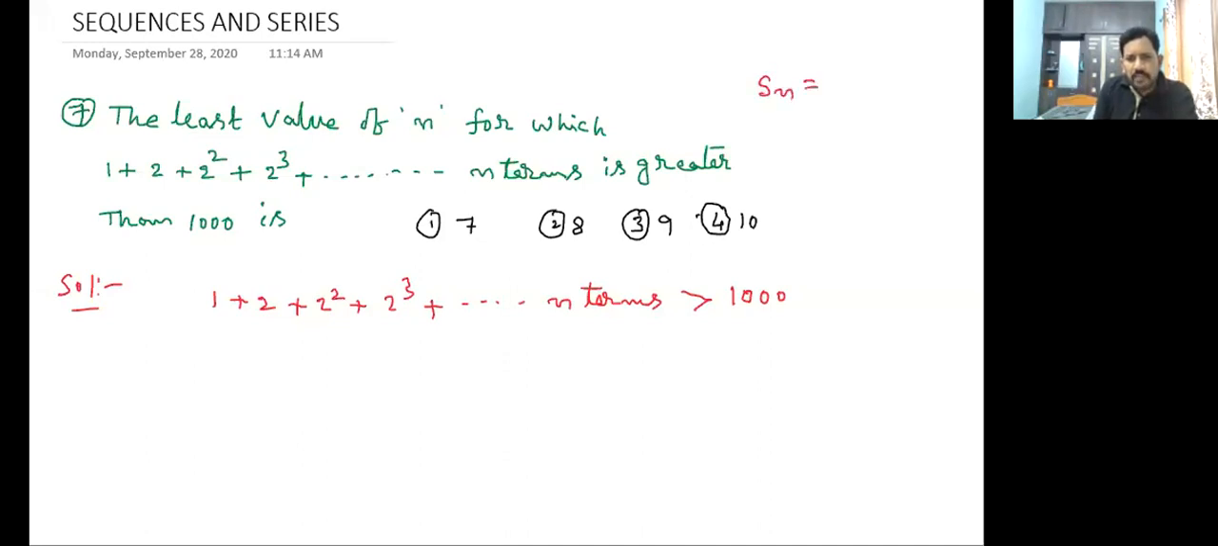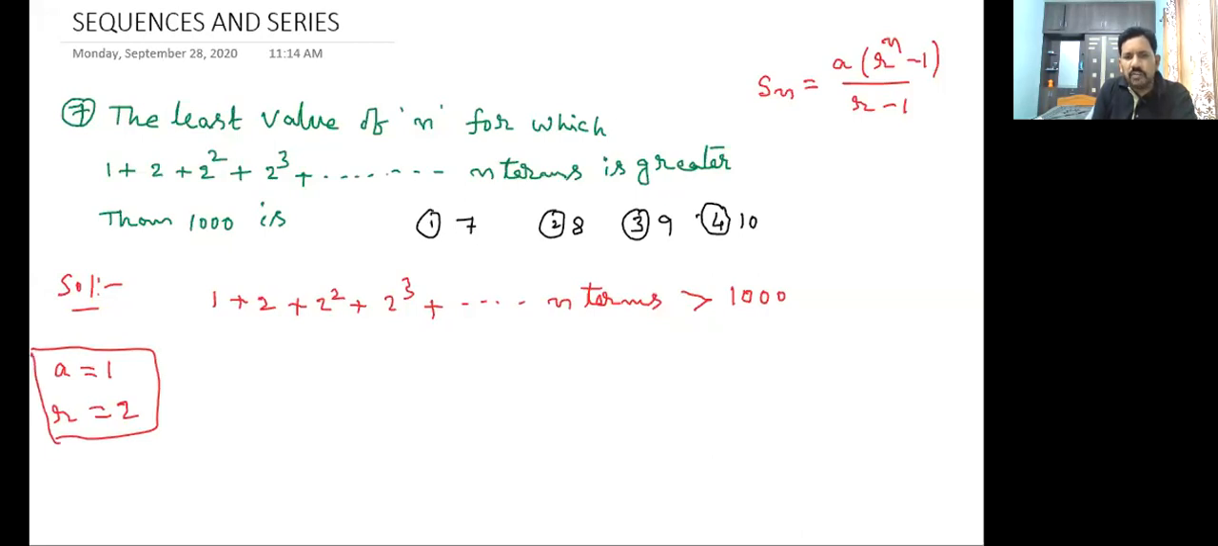If r is greater than 1, this is the formula: a into r power n minus 1 by r minus 1. In the given question, a means first term, 1. Common ratio, T2 by T1 or T3 by T2, whatever it may be, that is 2. Now substitute those values in that formula: 1 into 2 power n minus 1 divided by 2 minus 1 is greater than 1000.